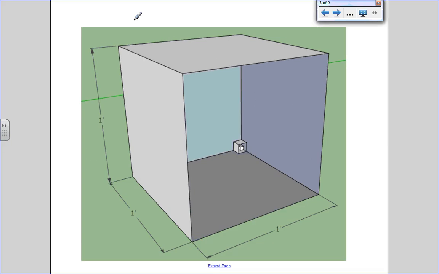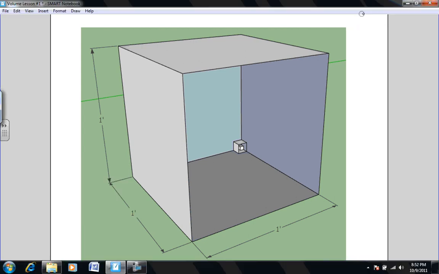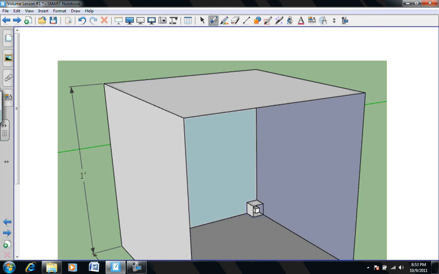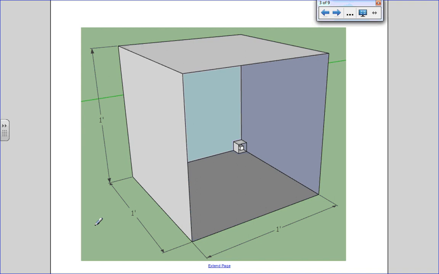If you take a look at this, what you see here drawn to scale is a 1 foot by 1 foot by 1 foot cube. It's a box, and I cut off one side so we could look right inside that box. This box that's 1 foot by 1 foot by 1 foot has a volume of 1 cubic foot. And that's how we write a cubic foot.